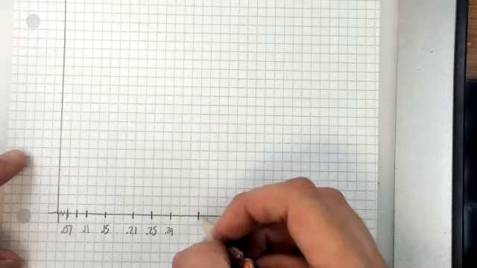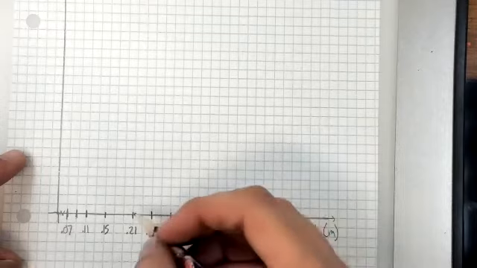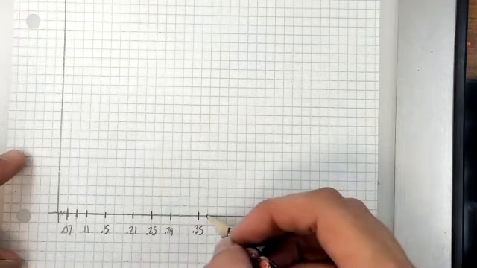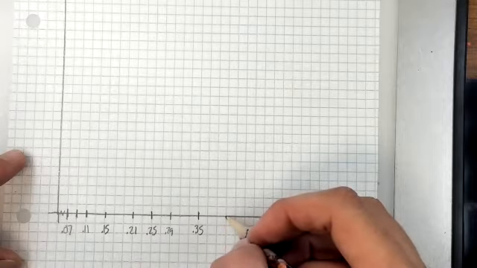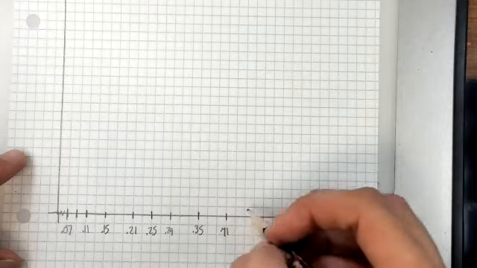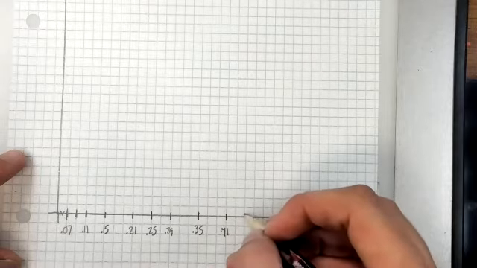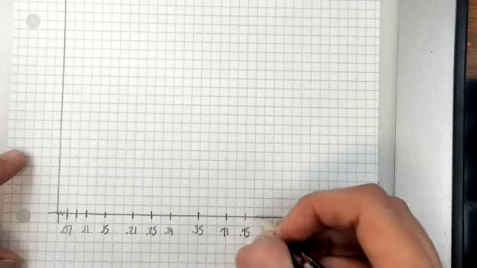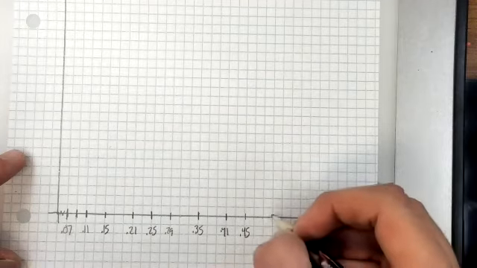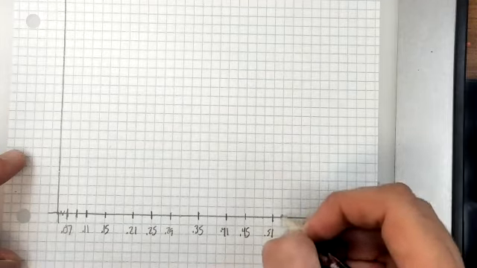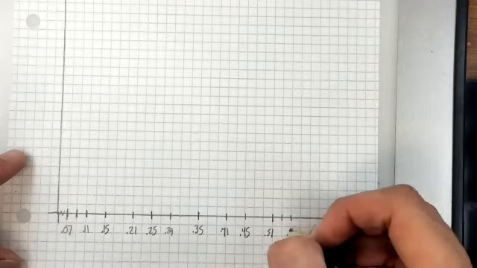33, 0.35, 37, 39, 41, 0.43. This would be 0.45, 47, 0.49. This would be 0.51. This would be 0.53, and this would be 0.55.